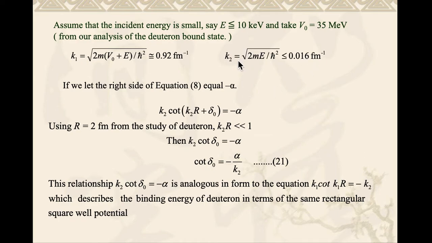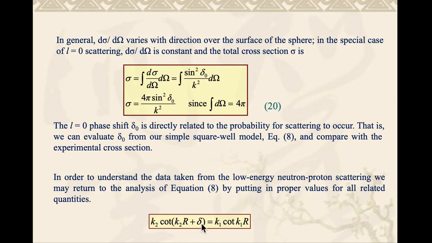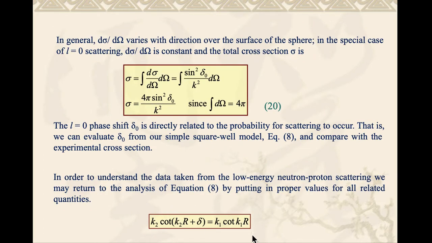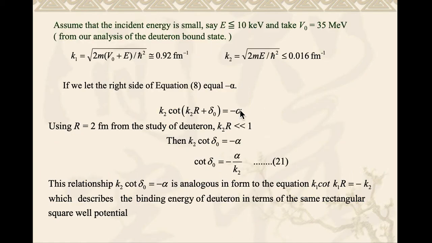And this is outside the well, this is inside the well. And this equation, K2 cot (K2R plus delta) is equal to K1 cot K1R. This value, K1 cot K1R, you are taking as minus alpha. That means K2 cot (K2R plus delta 0) is equal to alpha.